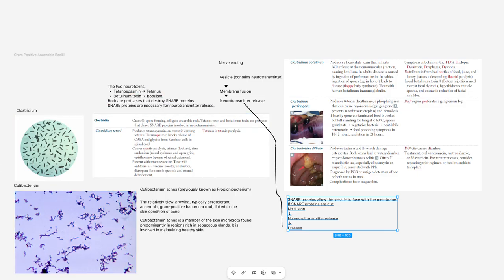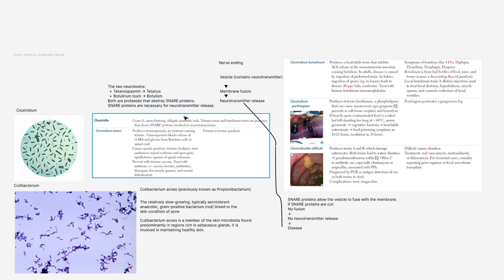Now, Clostridia is basically, as we said, a big picture. It's a gram-positive rod. It is spore-forming. It's an obligate anaerobe, so it does not need oxygen to survive. It's found in soil, dust, human intestine, and animal feces. The two important neurotoxins of Clostridium work through proteases that destroy SNARE proteins. A protease basically destroys a protein. And what does it destroy? It destroys SNARE proteins, right? The two important neurotoxins that we're going to talk about here are the tetanospasmin and the botulinum toxin. The tetanospasmin causes tetanus, and the botulinum toxin causes botulism.